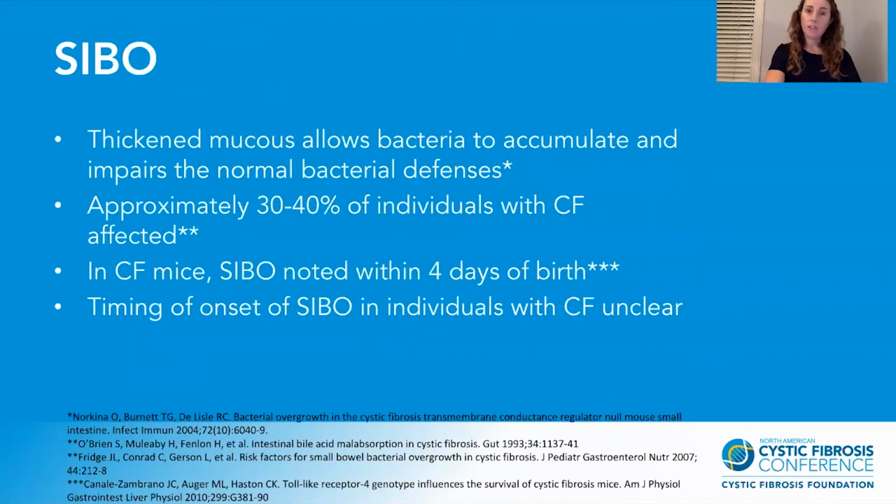In the CF intestine, the thickened mucus acts as an anchor for the bacteria, which allows them to accumulate. It also impairs the normal bacterial defenses provided by the intestinal epithelial Paneth cells. With these changes, it is not surprising that approximately 30 to 40% of individuals with CF are thought to suffer from SIBO. In CF mouse model, SIBO has been seen within 4 days of birth. The timing of onset in individuals with CF is unclear.